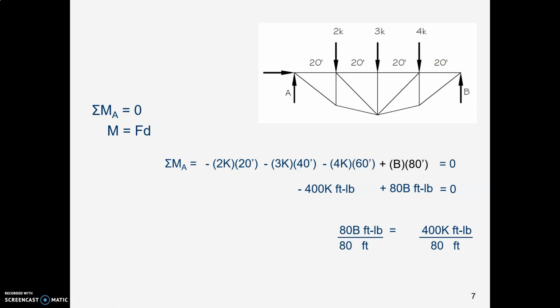Now we can divide both sides by 80, and we are left with, let me see, 400,000 divided by 80 gives us B equals 5,000. So now we can write 5,000 up there by B. That's that reaction.